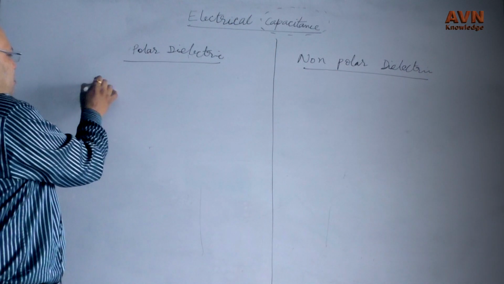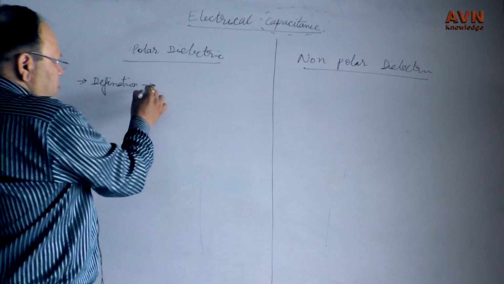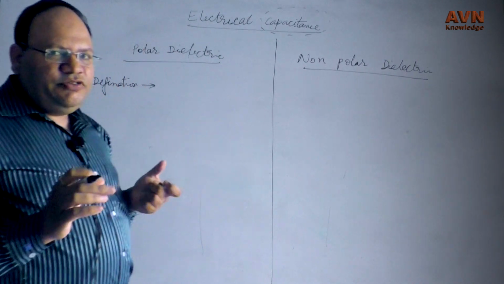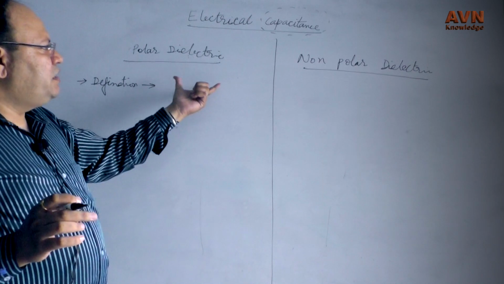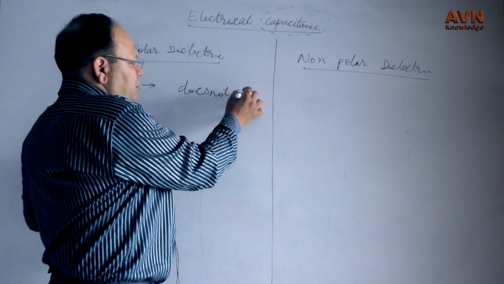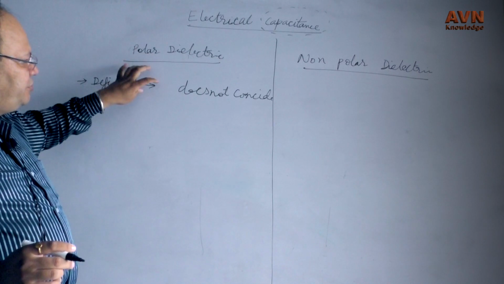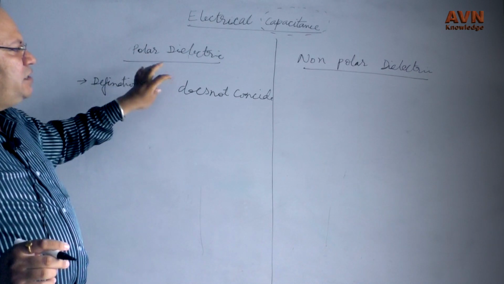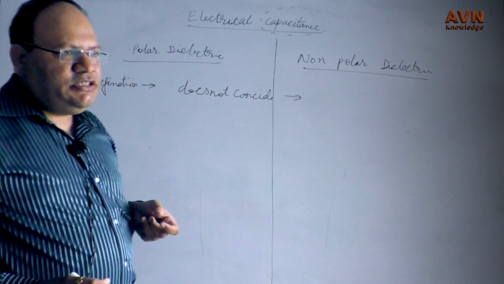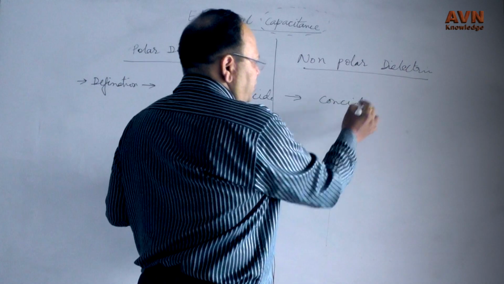At first, the definition. In a polar dielectric, the center of mass of positive charge and the center of mass of negative charge do not coincide. Not coinciding means the center of positive charge and the center of negative charge are separated. And in a non-polar dielectric, the center of positive charge and the center of negative charge coincide with each other.